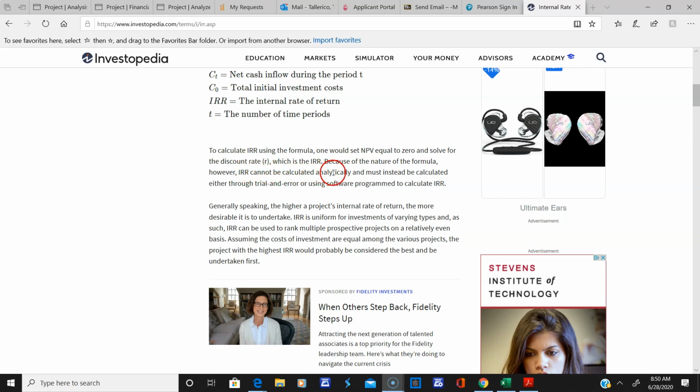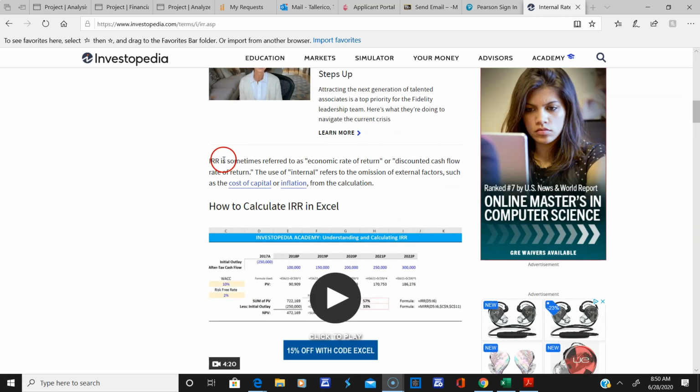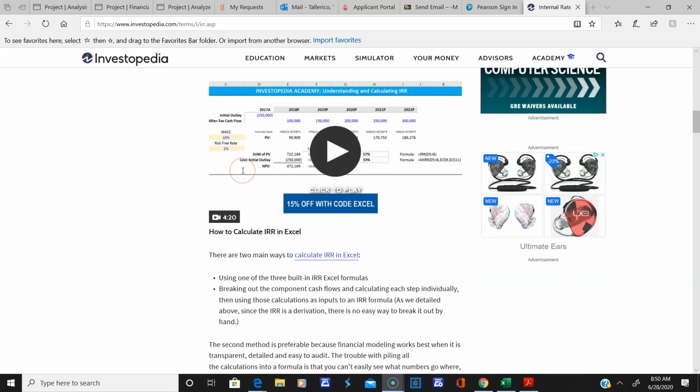And you see what they say. It cannot be calculated analytically and must instead be calculated either through trial and error or using software programs like Microsoft Excel. All right. So here they show you how to do it using Microsoft Excel.